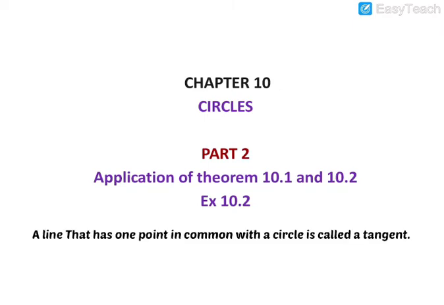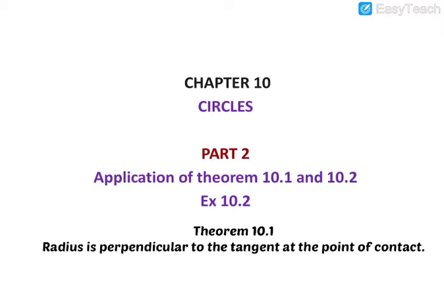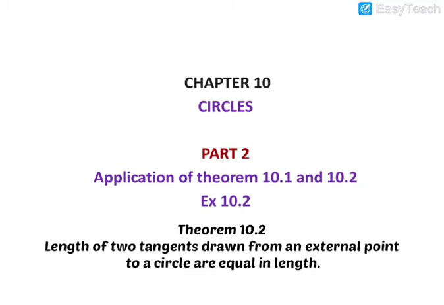A line that has one point common with the circle is called a tangent, and a line that has 2 points in common with the circle is called a secant. There are 2 theorems in this chapter. According to the first theorem, a tangent is perpendicular to the radius at the point of contact. According to the second theorem, from an external point, we can draw 2 tangents and the lengths of these 2 tangents will be equal.